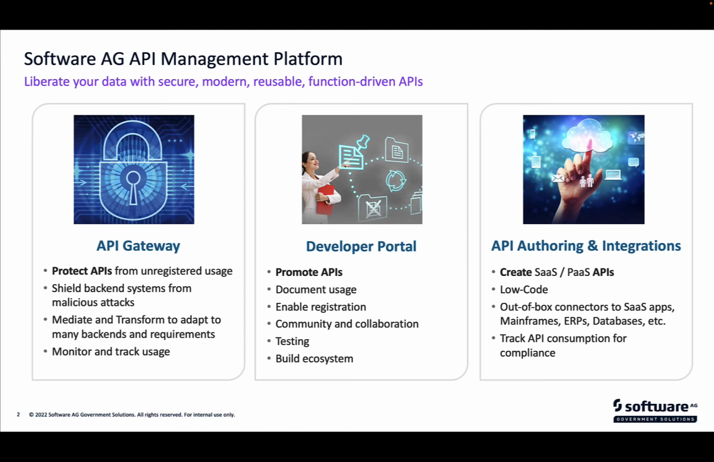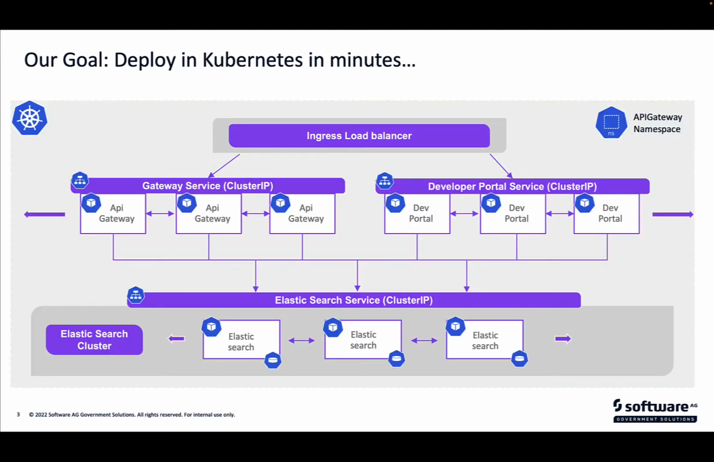And finally, the API design and integration layer, where you can actually implement the APIs from scratch, connect them with any backends you wish, like a database, a cloud service, a SaaS application, and even a mainframe application. And then you can also run these APIs directly on our high performance runtime. Now, of course, there's much more that could be said on each of these components, but in the interest of time and to stay focused on the topic of this demo, let's just move forward and review our goal here, which is to deploy the API management solution in Kubernetes in minutes.